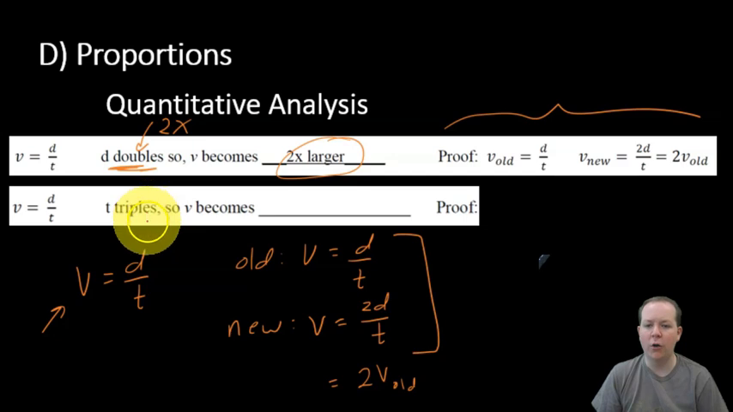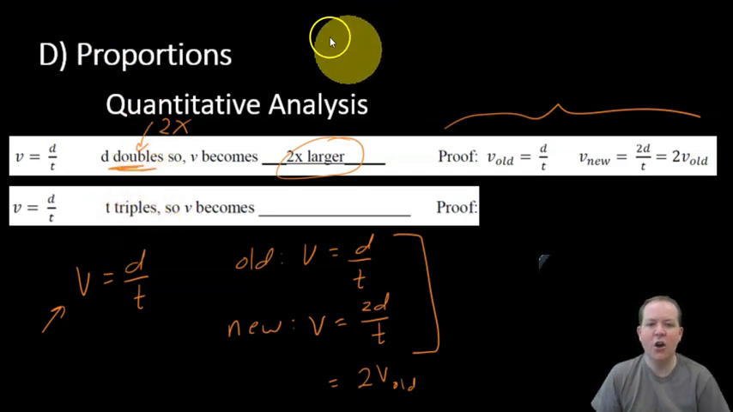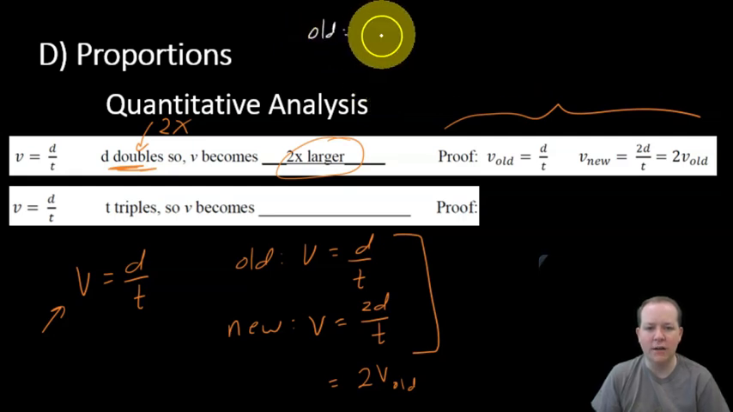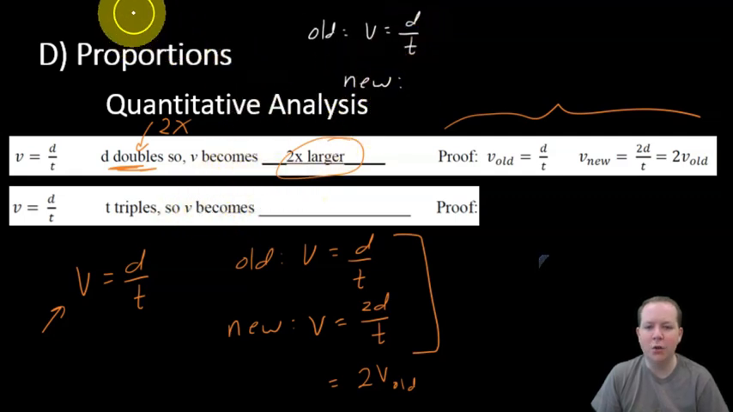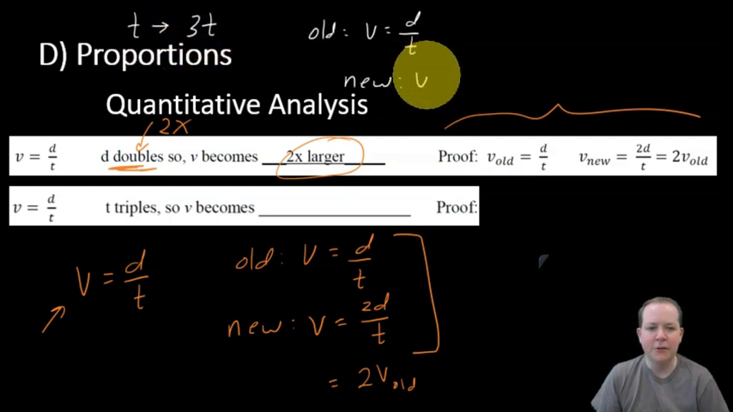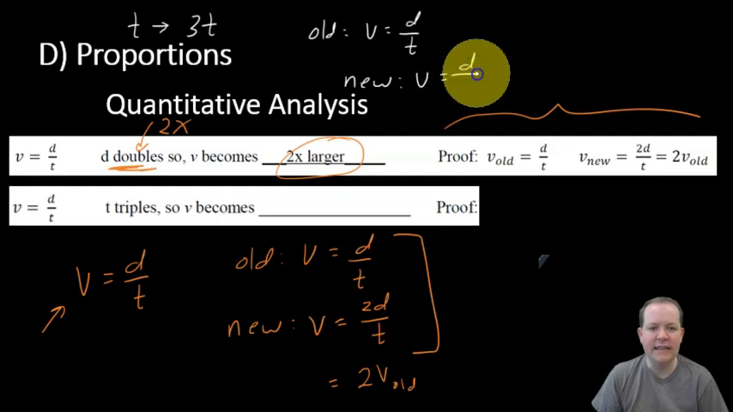Let's try this bottom one, okay? Now it says that v triples. I'm going to go over to white, and I know I'm kind of flipping direction here, but I'm going to do the white part here. So the old version, v equals d over t. The new version, I'm going to triple the time. So instead of t, I'm going to have 3t. So velocity is equal to d divided by 3t.